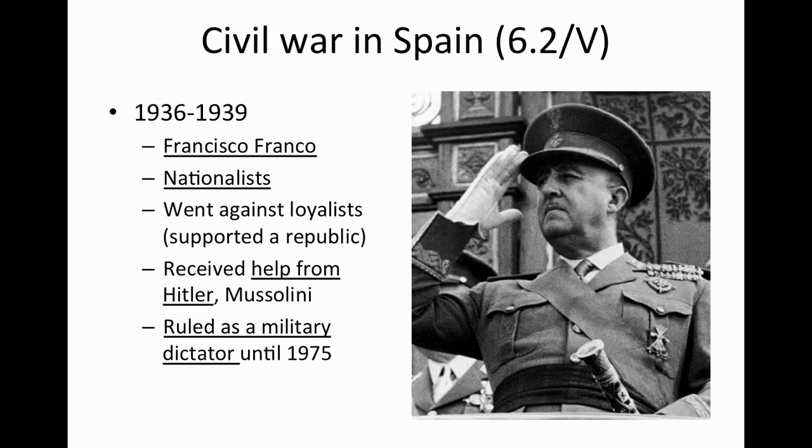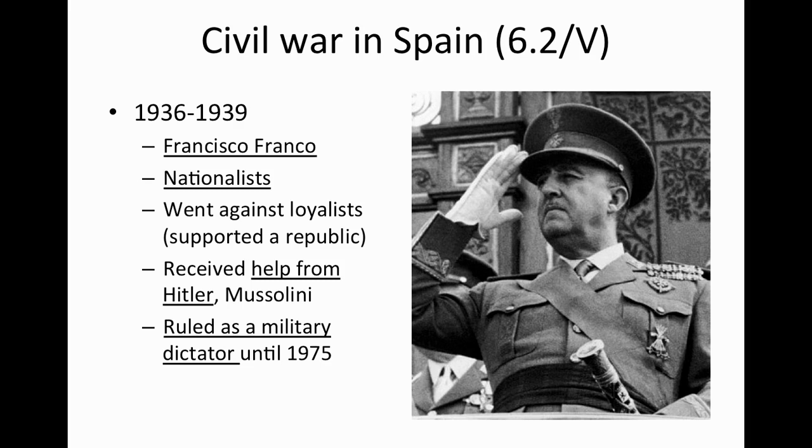There was actually a civil war in Spain. In 1936, Francisco Franco emerges. He was a nationalist, and again, that's not a term that is synonymous with democracy. So at the time, Spain was also kind of a republic. The loyalists were more democratic, and they wanted a republic where the people would obviously elect leaders. So Franco emerges again.